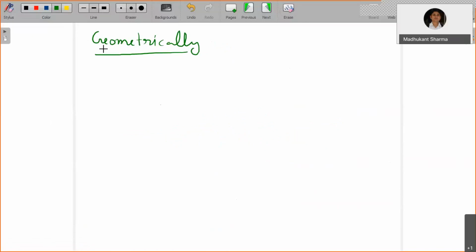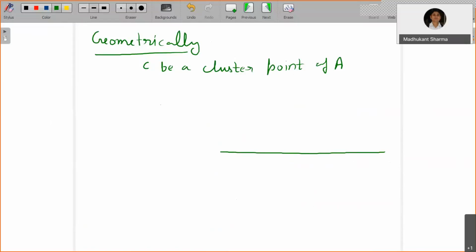If you want to look at it, let C be a cluster point of A. C may or may not be part of that set A. Let's take this point C, and then you take a neighborhood, C minus 1 to C plus 1.